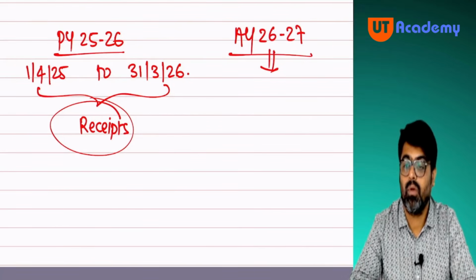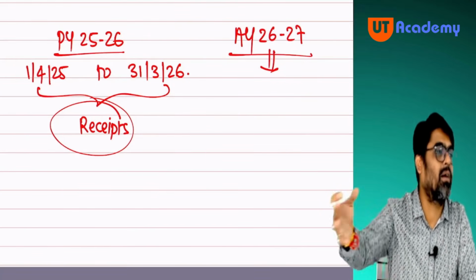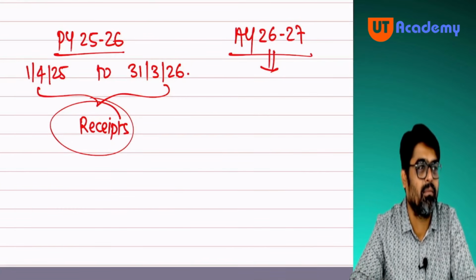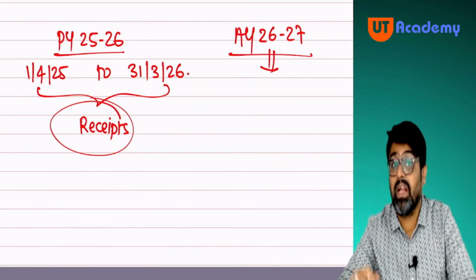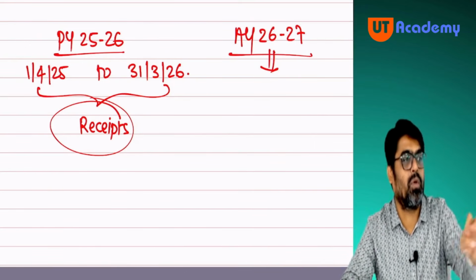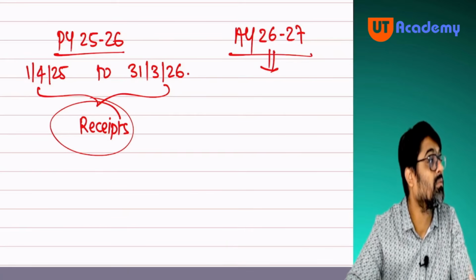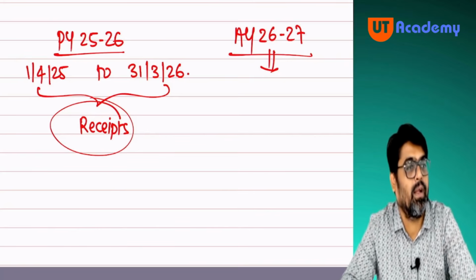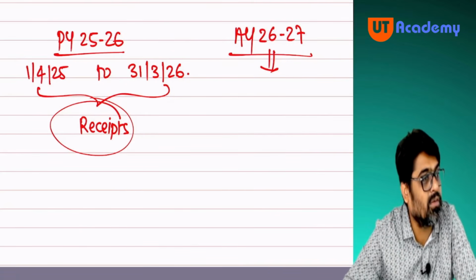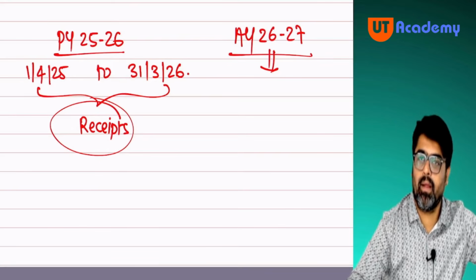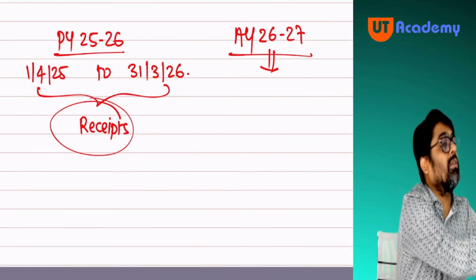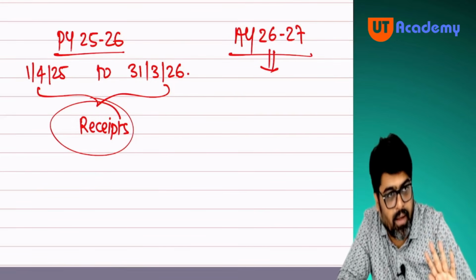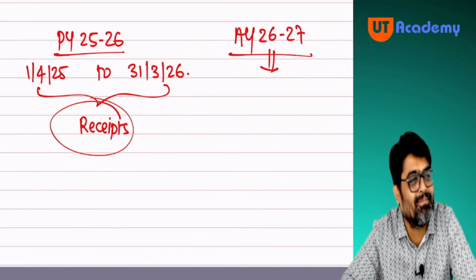Now, what happened? I was not having enough money to buy a car. I wanted to buy a car. The car was costing 10 lakh rupees. I had only 4 lakhs. I don't have the balance 6 lakhs. So I went to one of my friends, or I went to a bank, and I asked for a loan. So my friend or my bank gave me 6 lakhs. 6 lakhs coming to me or not? Is it a receipt for me? Yes, but it is not my income. It is a loan.